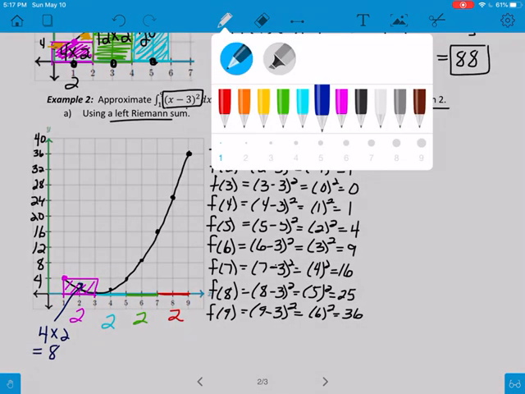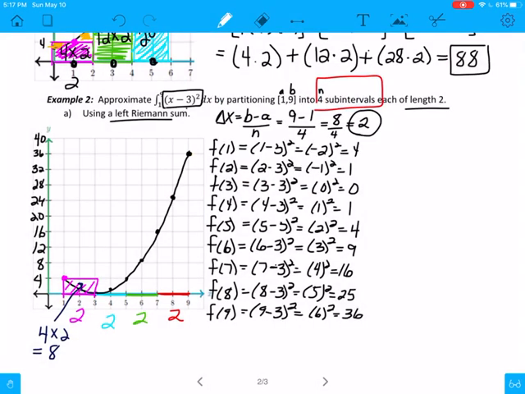Then I need my left Riemann sum for my blue. The problem is that my left endpoint is 3, and my y at 3 is 0. So I literally just have a straight line. And a straight line has an area of 0, right? Because its height is 0 times its width, which is 2. So the second box has an area of 0, because I'm using its left Riemann sum.